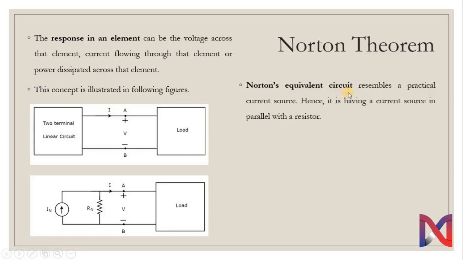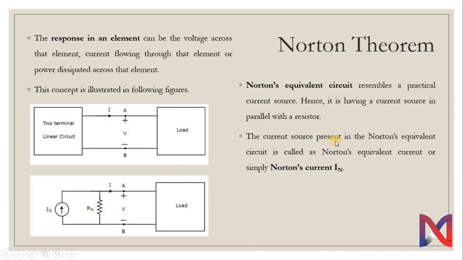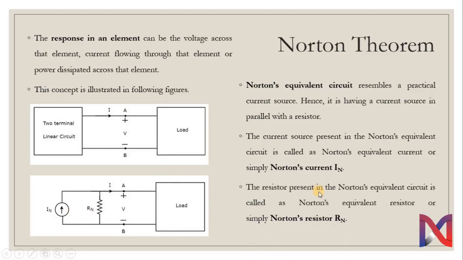Now, the Norton equivalent circuit resembles a practical current source. Therefore, it is having a current source in parallel with the resistor. You can see we have a Norton current source with that of a Norton resistance. The current source present in the Norton equivalent circuit is known as Norton equivalent current or simply Norton's current and is represented by IN. Similarly, the resistor present in the Norton equivalent circuit is known as Norton equivalent resistor or simply Norton's resistor and is represented by Rn.